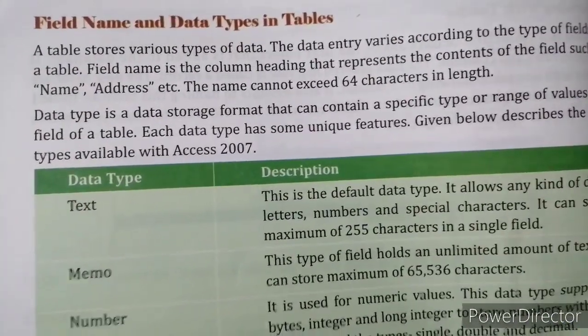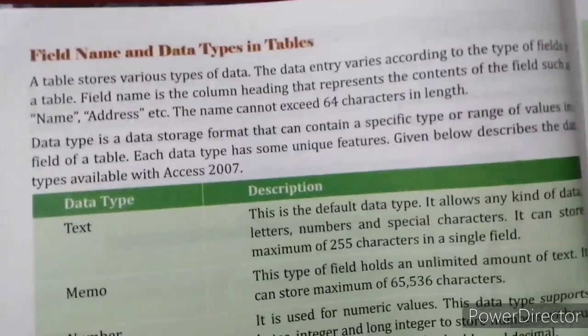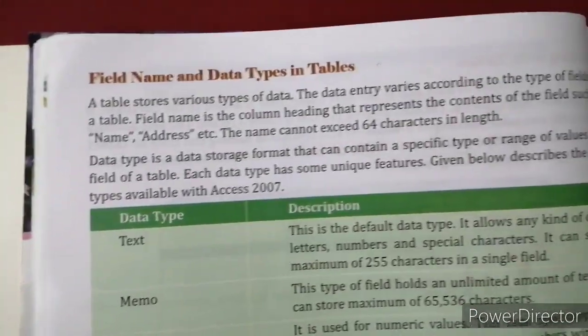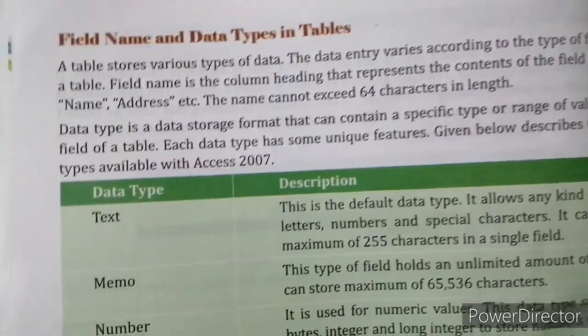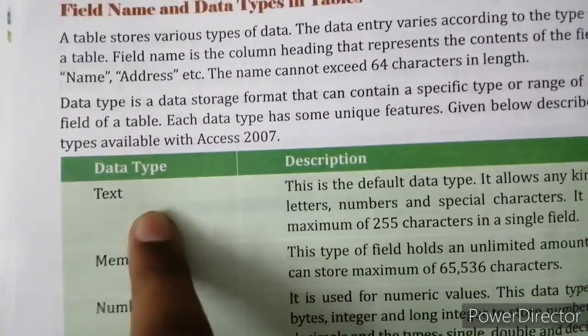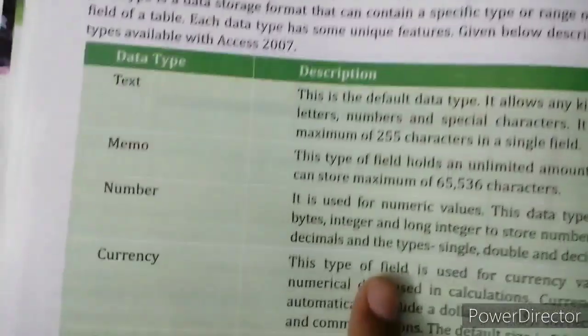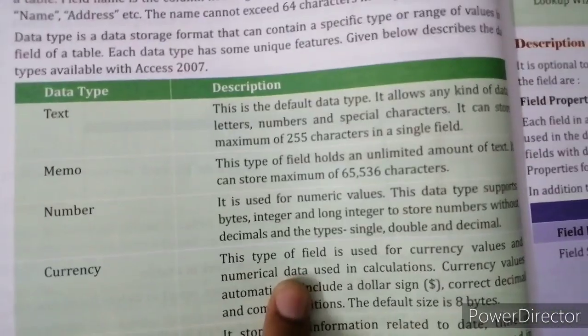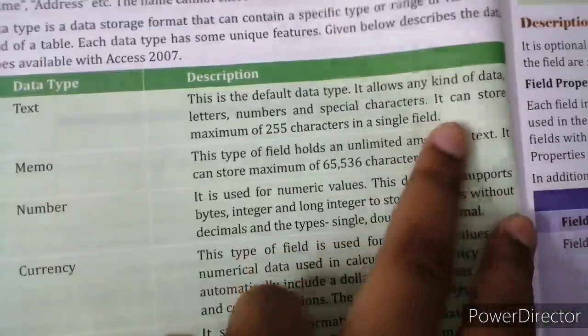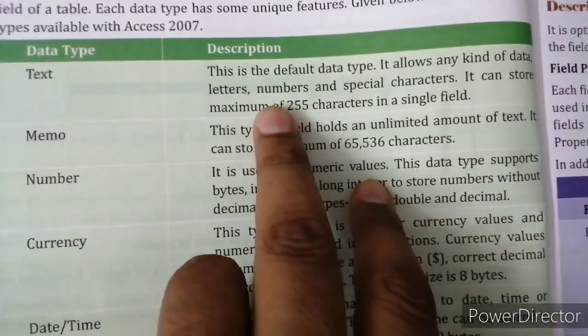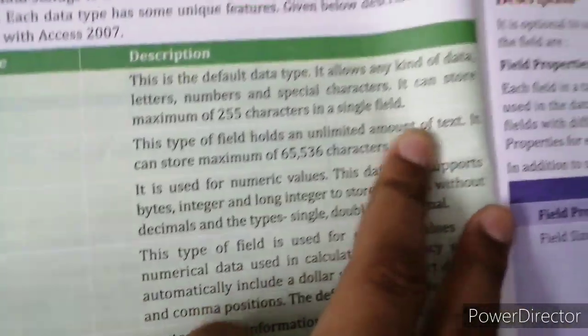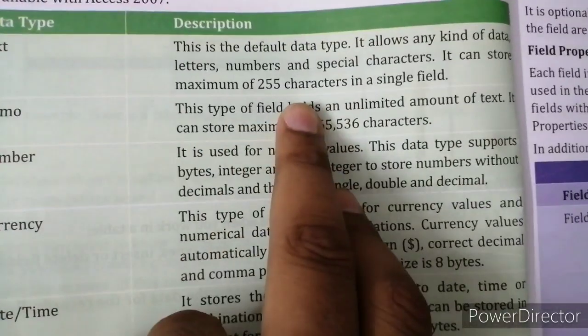That means which type of data type is it, which type of column is it, either it is name, either it is address, either it is contact number. Suppose we are using name, so we have to give the data type as text. See, the descriptions of the data types are given here. Text, this is a default data type. It allows all kinds of data, letters, numbers and special characters. It can store a maximum of 255 characters in a single field.